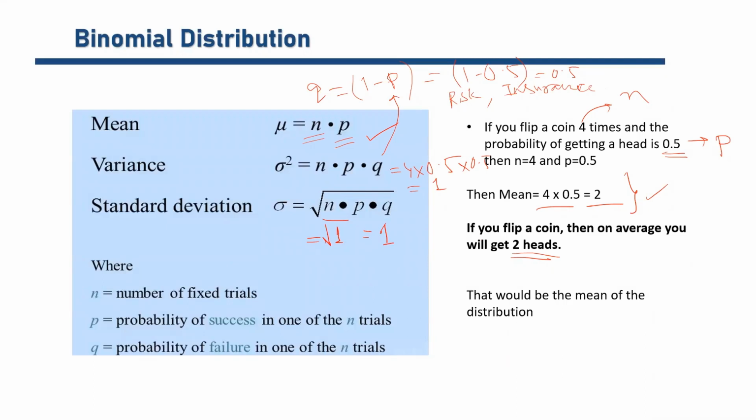Okay, a little theoretical, but we are able to understand. So n is the fixed trials. Here you have 4 trials, that's why fixed trials, n. P is the probability of success, and Q is the probability of failure. So if you don't get a head, you are getting a failure, which is 0.5. So head is a success and tail is a failure. Hope you all have understood this. Any questions?